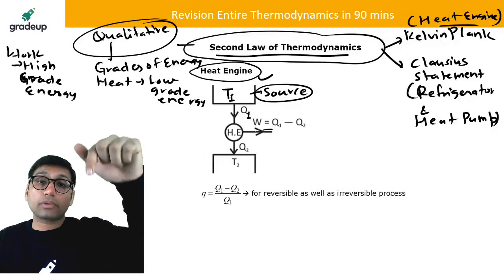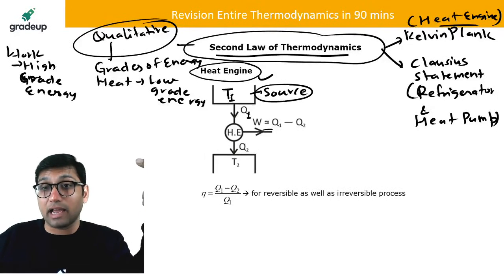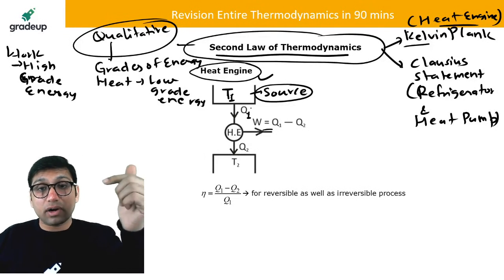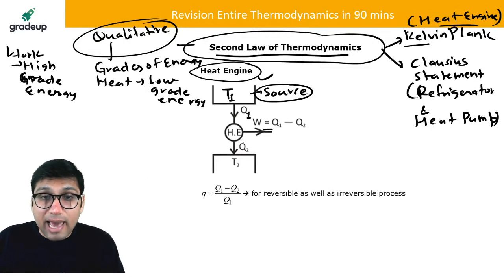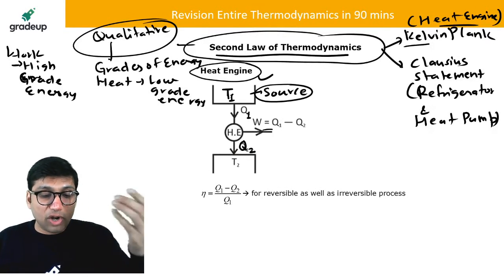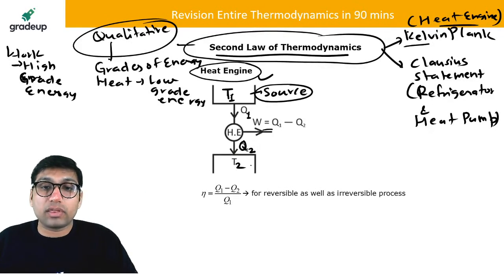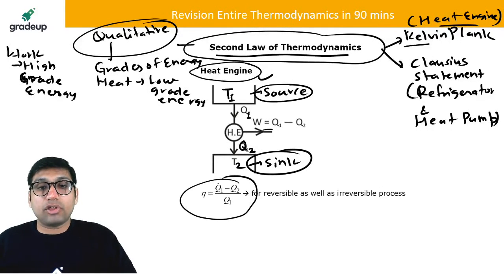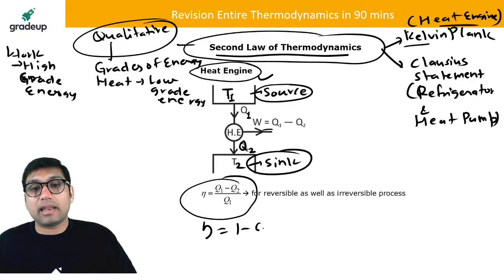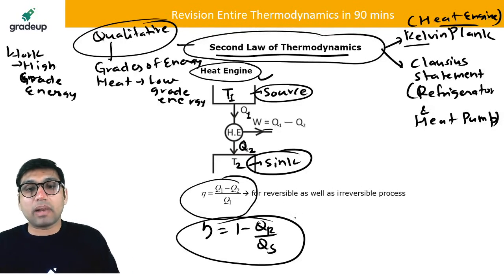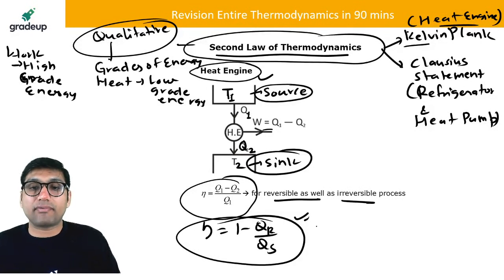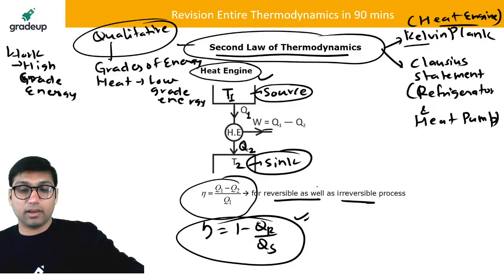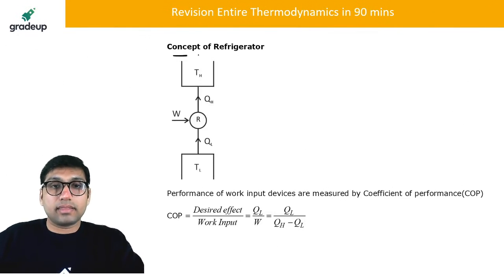But as the second law of thermodynamics, the Kelvin-Planck statement, says, you cannot convert this heat entirely into work. Some heat has to be rejected to a low temperature reservoir, T2, which is the sink here. So this is a heat engine, and the efficiency of the heat engine is equal to 1 minus heat rejected by heat supplied. This formula is used for both reversible as well as irreversible heat engines. Next is the concept of the refrigerator.